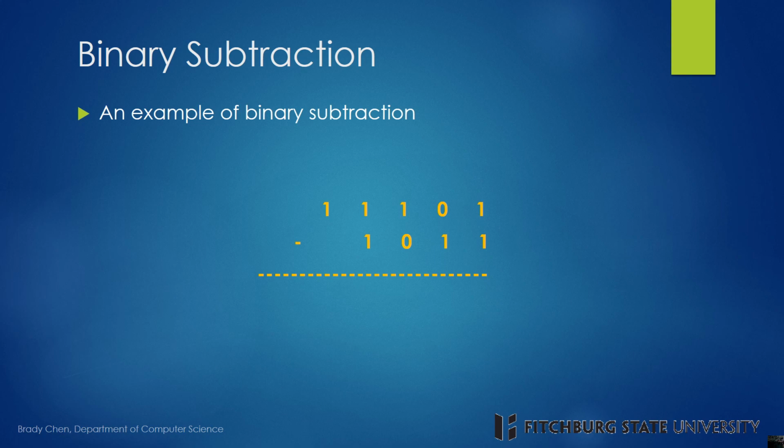So there are two numbers, 1, 1, 1, 0, 1, 1, 0, 1, 1. The binary subtraction is very similar to the binary addition. So we're going to start from the ones position and then the twos position, fourth position. Okay, now before we do this, let's take a look at the subtractions for the decimal numbers.